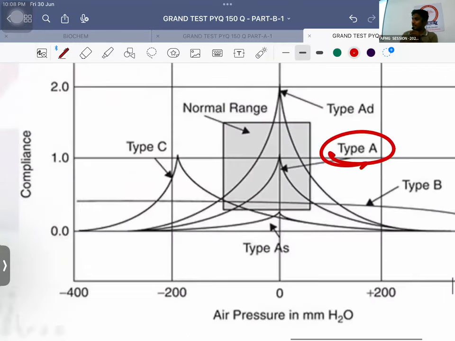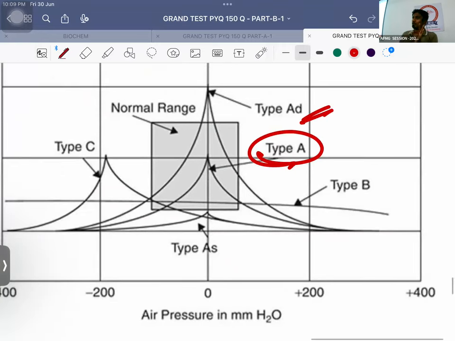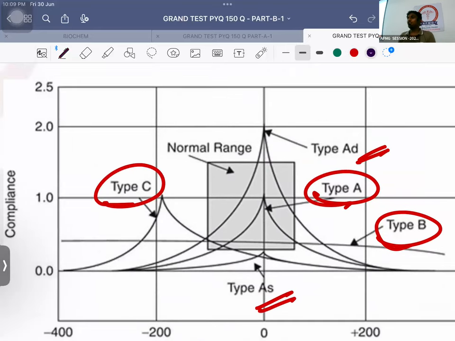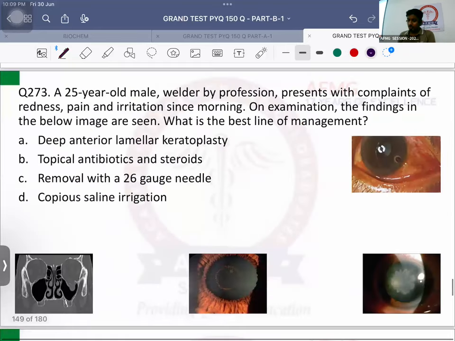Normal is type A. AD is suggestive of ossicular dislocation. AS is seen in otosclerosis. Type B or flat curve is seen in glue ear, that is serous otitis media, and second, tympanic membrane perforation. Type C is seen in eustachian tube blockage.